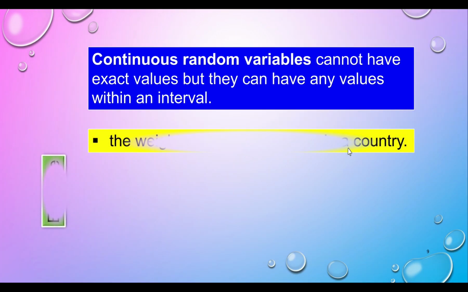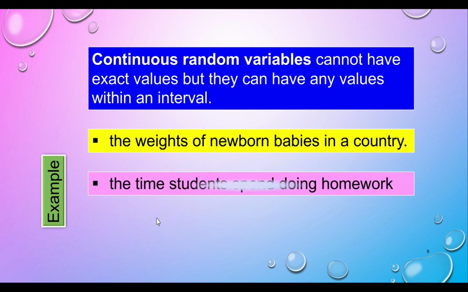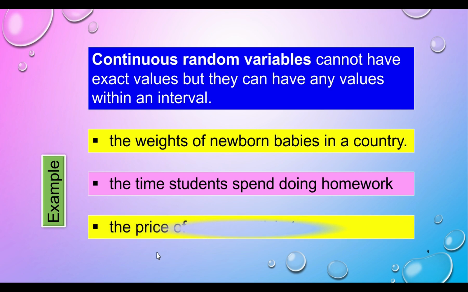Other examples of continuous random variables are the weight of newborn babies in a country, or the time students spend doing homework, or the price of a concert ticket.